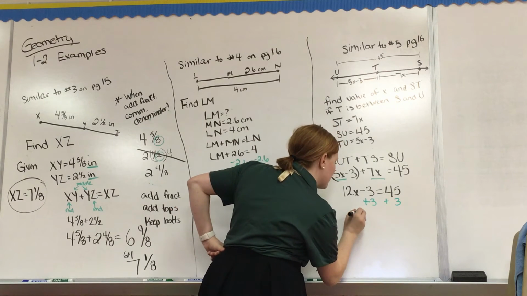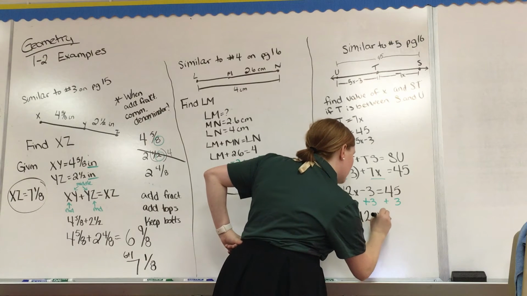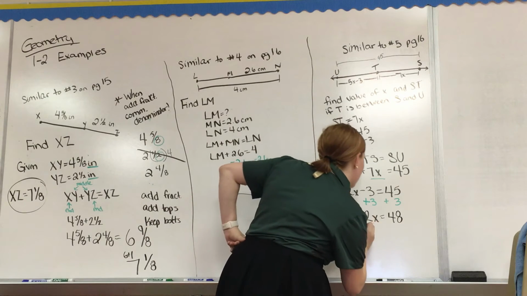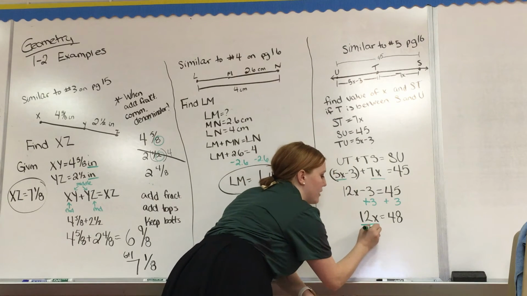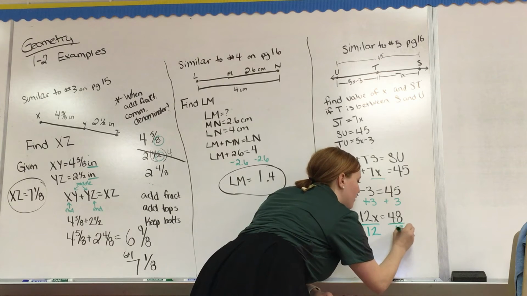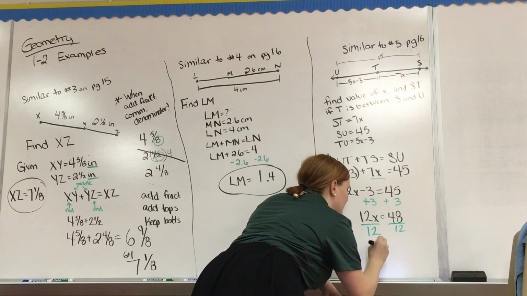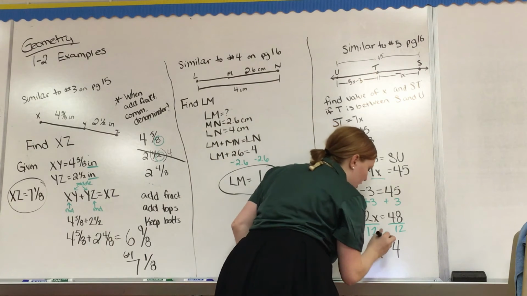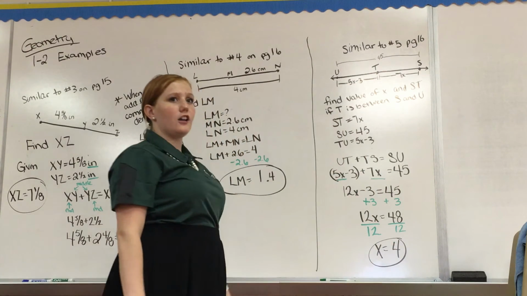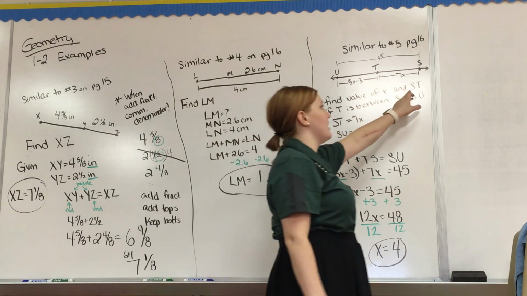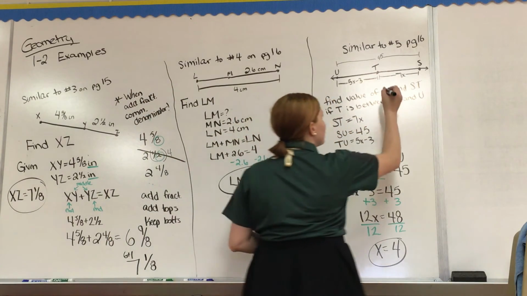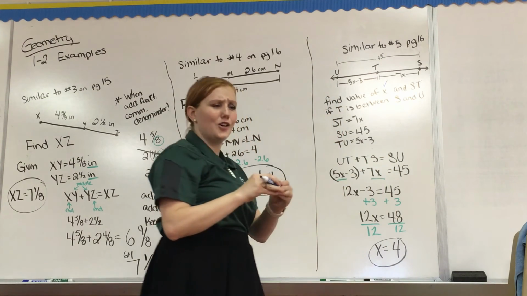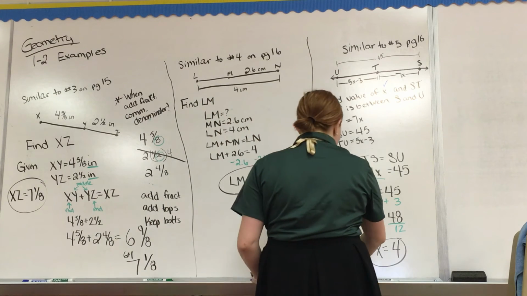So we get 12x equals 48. You guys know what to do next? Solve for x. So how are we going to do that? Divide by 12. And then we get x equals 4. So this is our answer. x equals 4. Are we done? Find the value of x and ST. So we found the value of x. Check. Did we find the value of ST? No, we're not done. So we have to find ST.